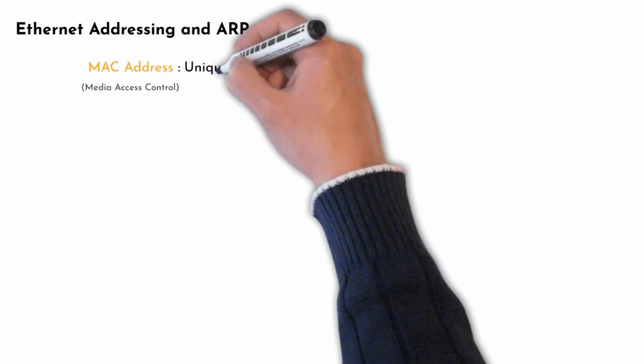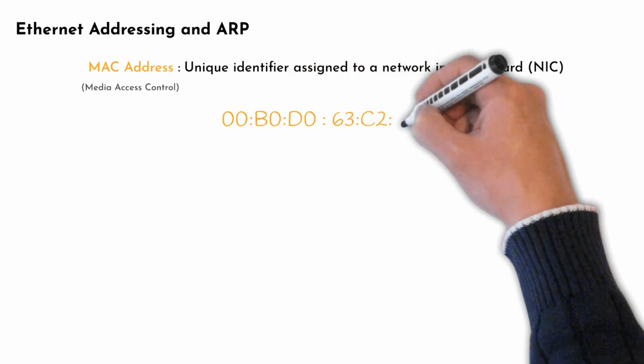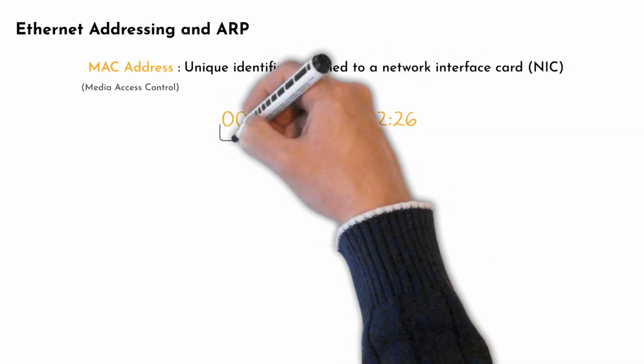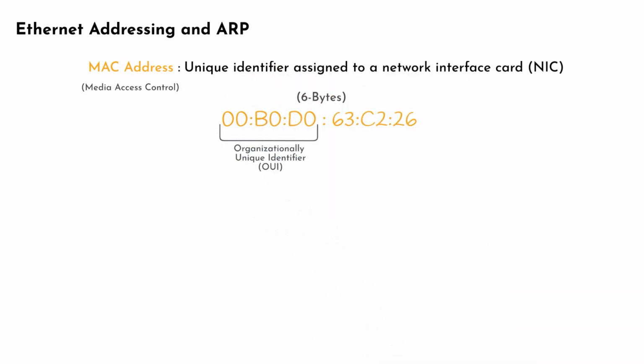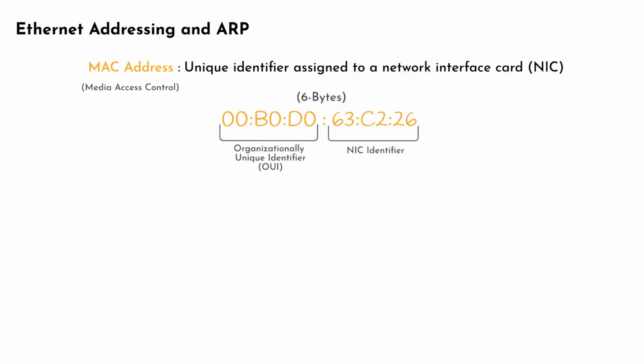Let's move on to how Ethernet uses MAC addresses, which are unique identifiers assigned to network interface cards or devices for identifying them within a network. A MAC address is typically represented as 6 pairs of hexadecimal numbers. In a MAC address, the first 24 bits represent the organizationally unique identifier, which identifies the manufacturer, while the remaining 24 bits are the network interface controller identifier uniquely assigned by the manufacturer to the specific device.